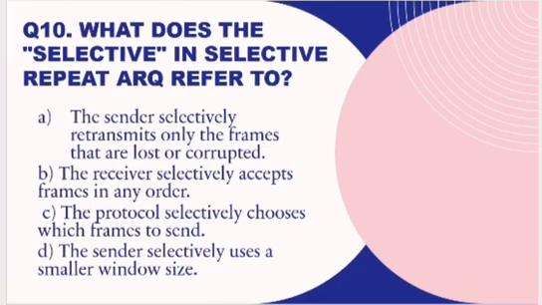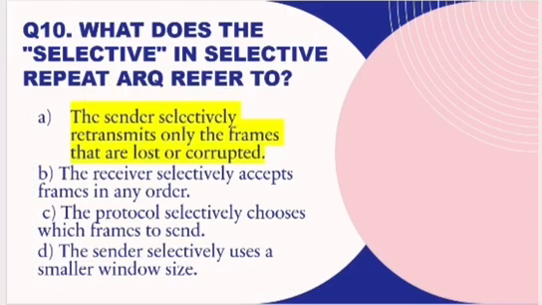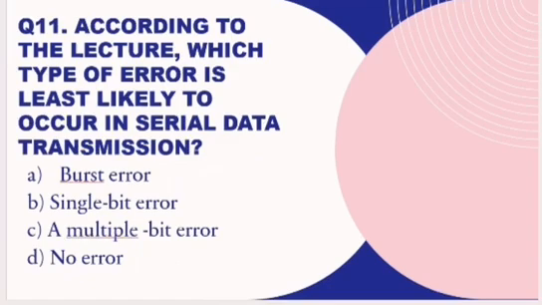I hope you all have guessed the answer right. So the correct answer for this question is option A. The sender selectively retransmits only the frames that are lost or corrupted. Moving on to the next question, question number 11.